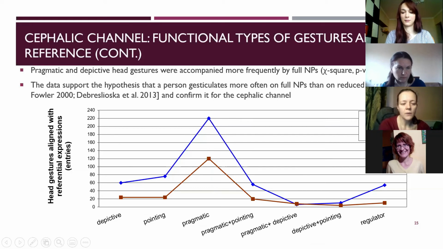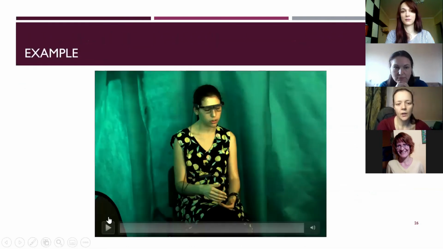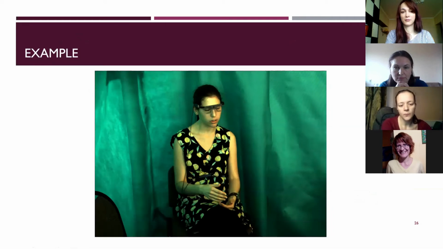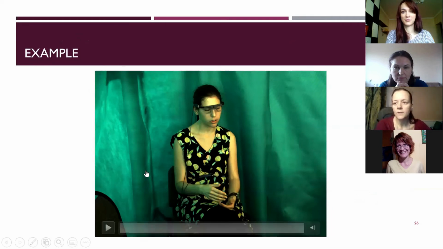As you see on this picture, the pragmatic gesture is the most important for full and reduced reference. And the other is not so big, not have so big entries. Let's see the example of reference in cephalic gesture.